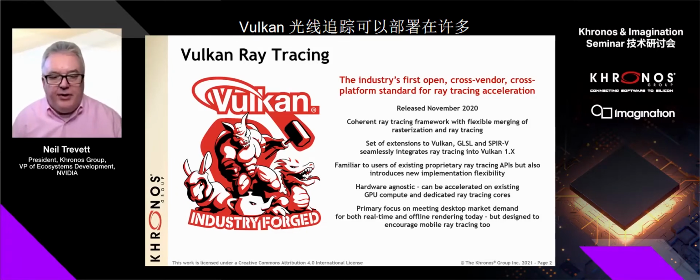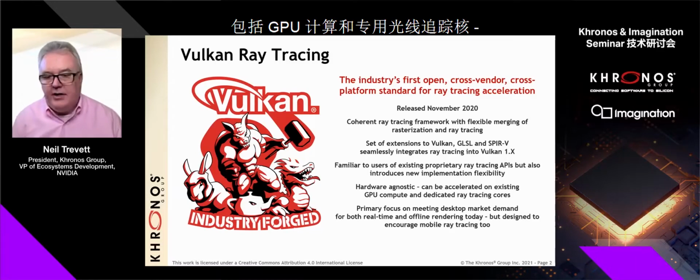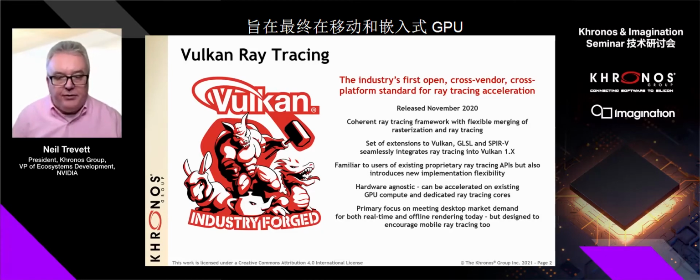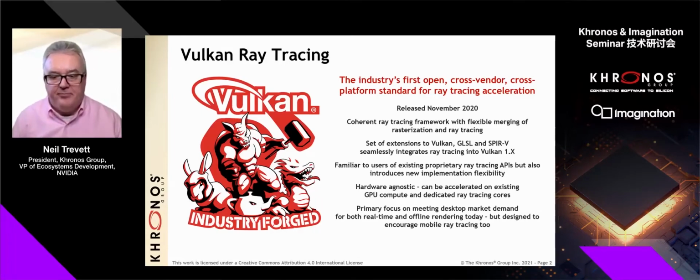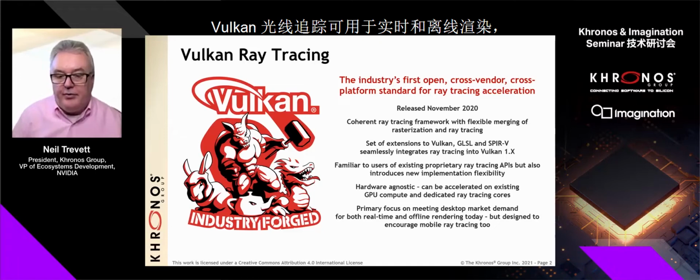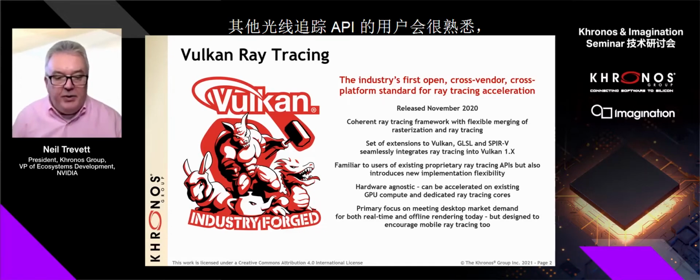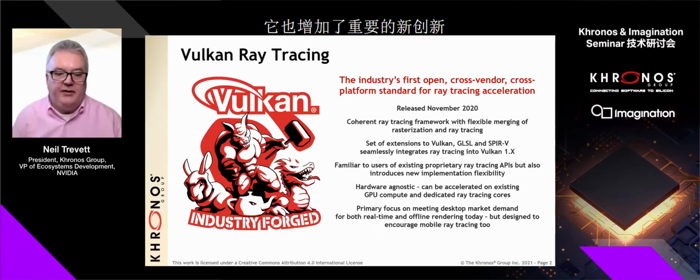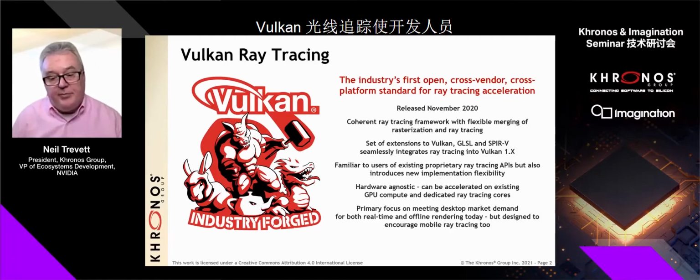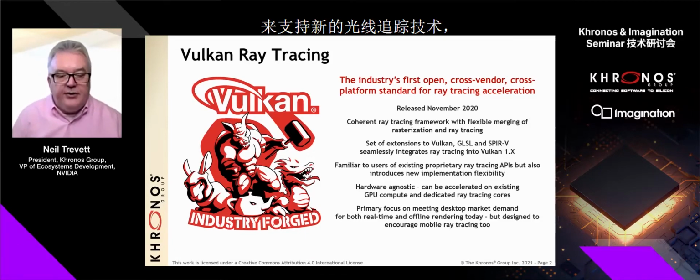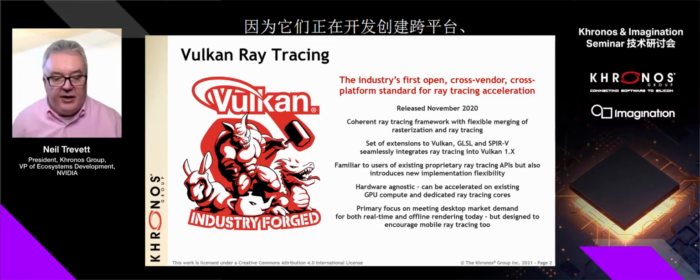Vulkan ray tracing can be deployed across many different hardware architectures, including GPU compute, as well as dedicated ray tracing cores. And it's designed for eventual shipment on mobile and embedded GPUs, as well as desktop platforms today. Vulkan ray tracing can be used for both real-time and offline rendering and will be familiar to users of other ray tracing APIs, but it also adds significant new innovations that we will be covering later in this presentation. Vulkan ray tracing enables developers to use today's ray tracing hardware, and it creates an extensible foundation to support new ray tracing techniques as they are developed.